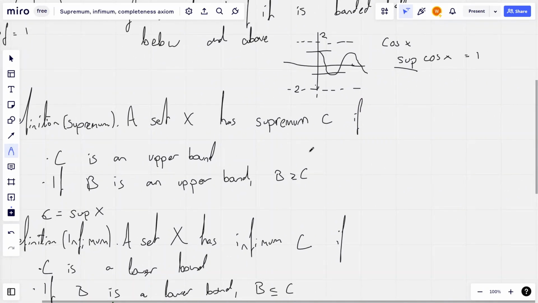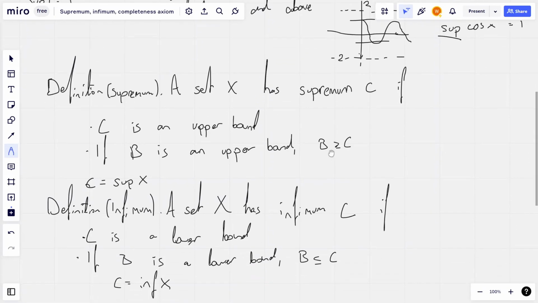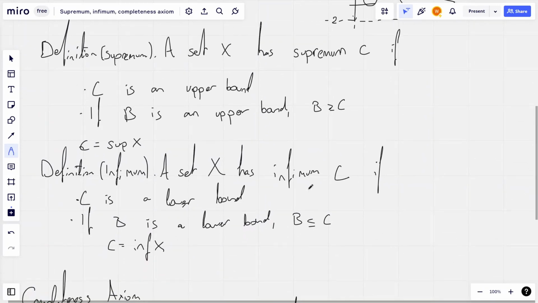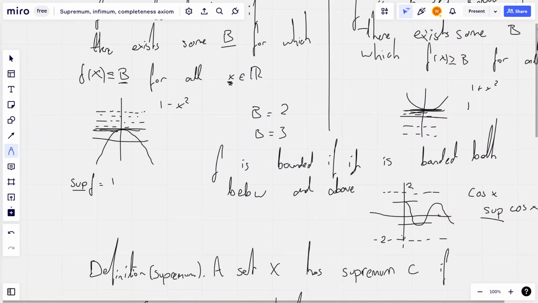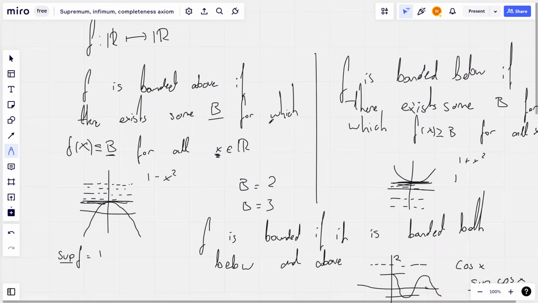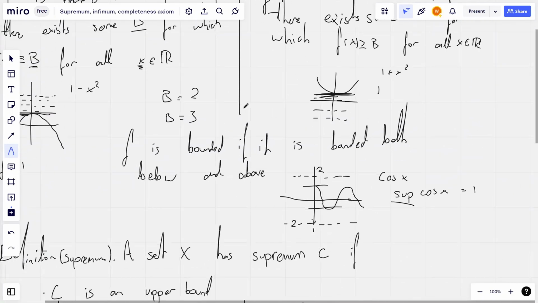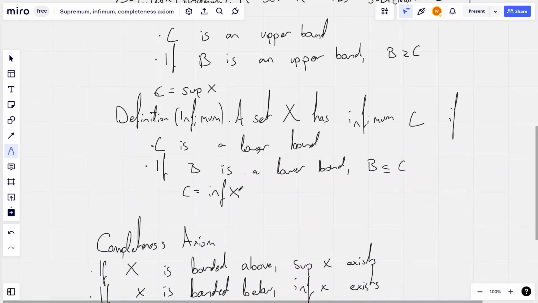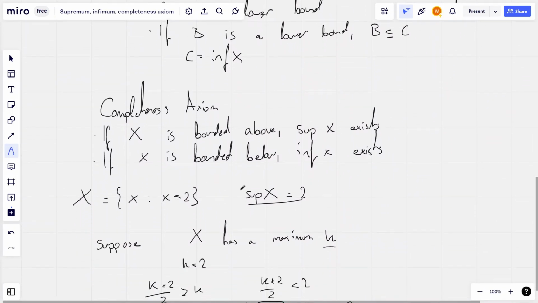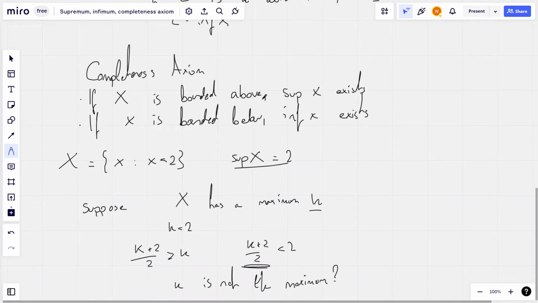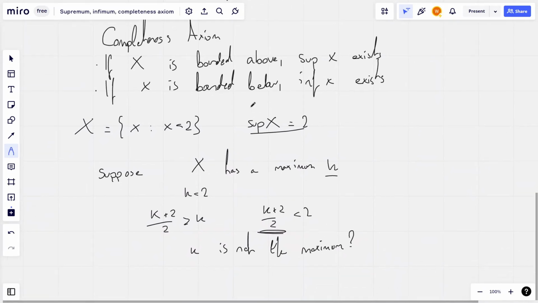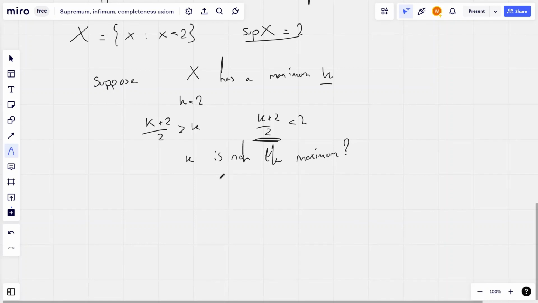Okay. So, to summarize, the supremum is the least upper bound, the infimum is the greatest lower bound, bounded above if there exists some upper bound, bounded below if there exists some lower bound, and the completeness axiom states that if it is bounded above, the supremum exists, if it is bounded below, the infimum exists. The maximum and minimum may not necessarily exist.